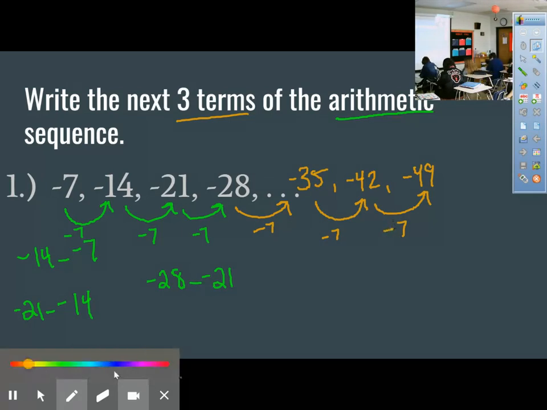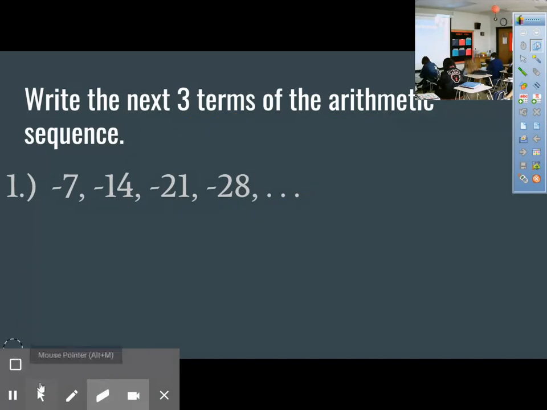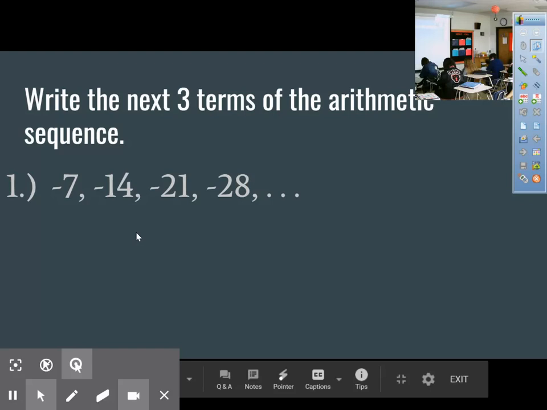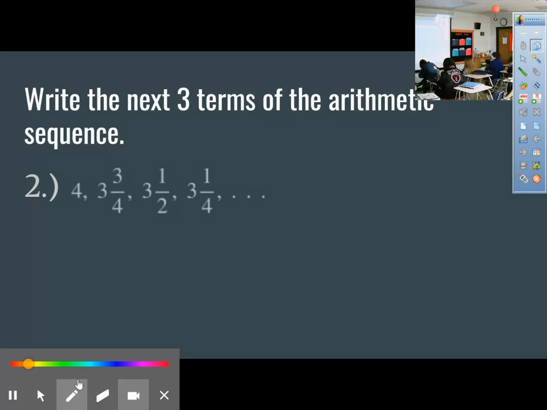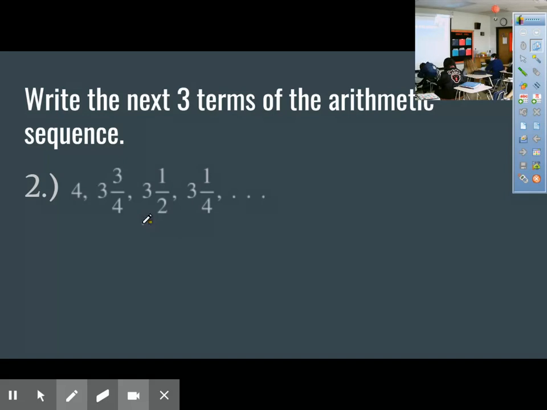Okay. All right, let's try the next one. This was an extra example, but I wanted us to do a difficult one together. It says write the next 3 terms of the arithmetic sequence. It's not really difficult, it's just people make it difficult because there are mixed numbers involved. So first thing you need to do is figure out what the common difference is. Remember, you type in your calculator the second number minus the first number.